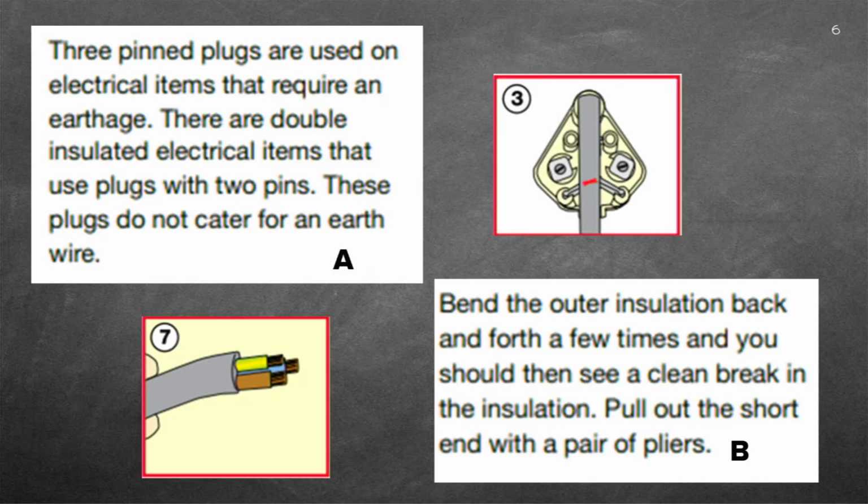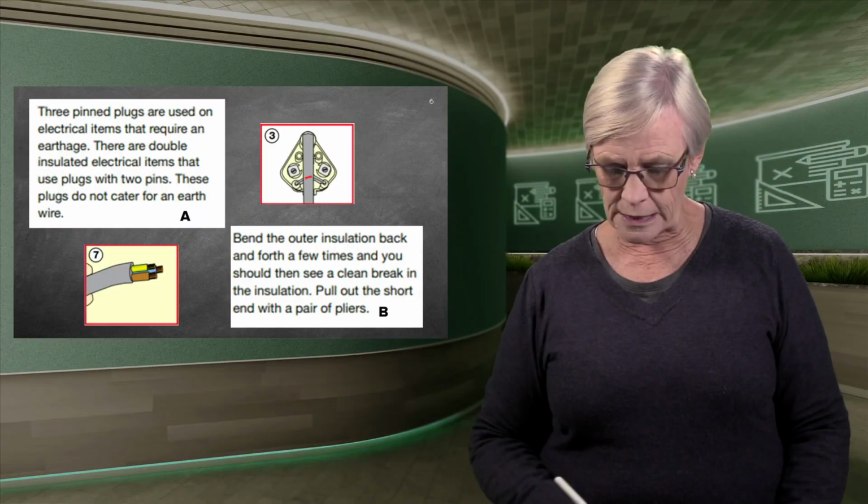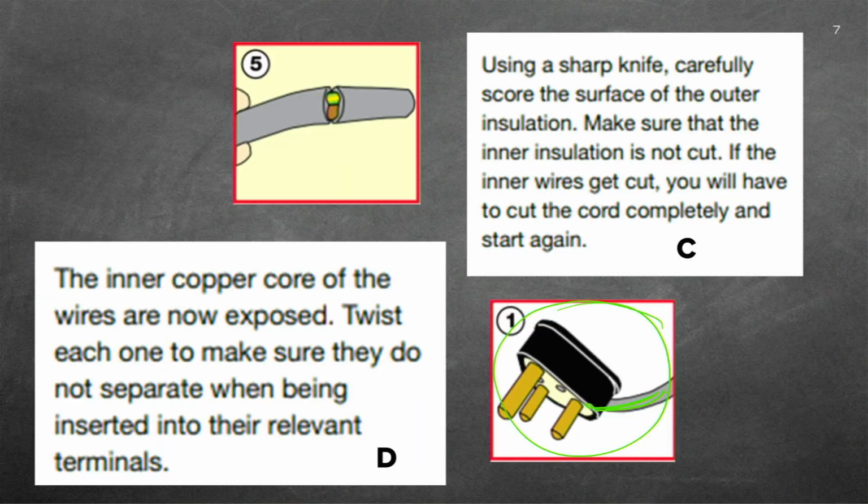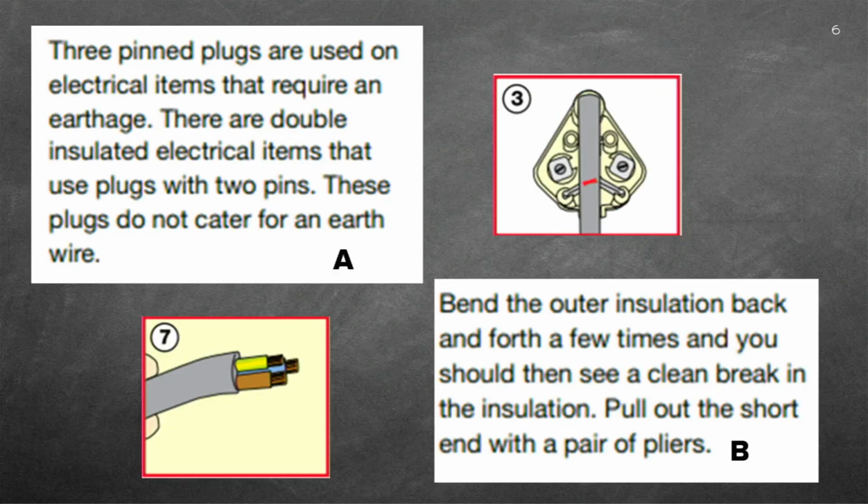If I go back to B, it says bend the outer insulation back and forth a few times, and then you should see that there's a clean break in the insulation. So I need to find a thing that shows me there's a break in the insulation. So I'm now going to move to the next slide again and look. If I look over here, I can see my cable and I can see there's a break in the insulation. So I can know that B goes with 5. I will write B over here. Let's go back over here, and this was A, and I can also do it over here. I can say 1 went with this and 5 went with B.